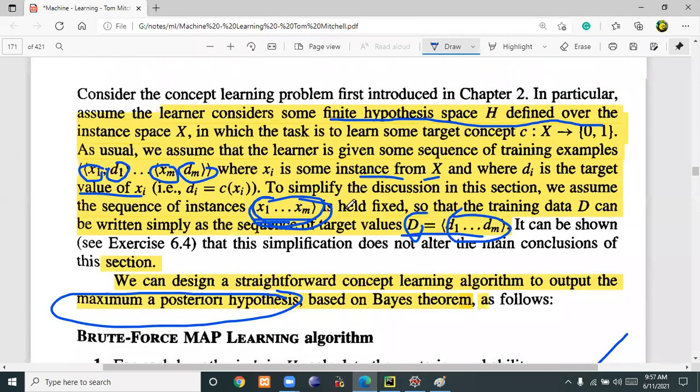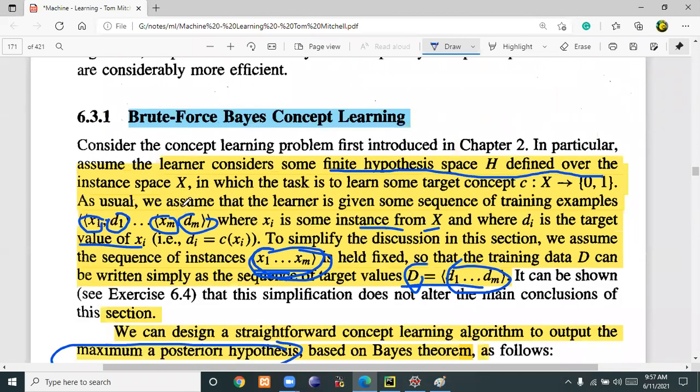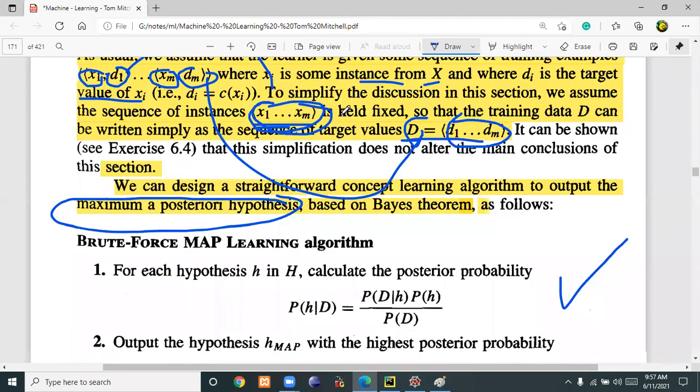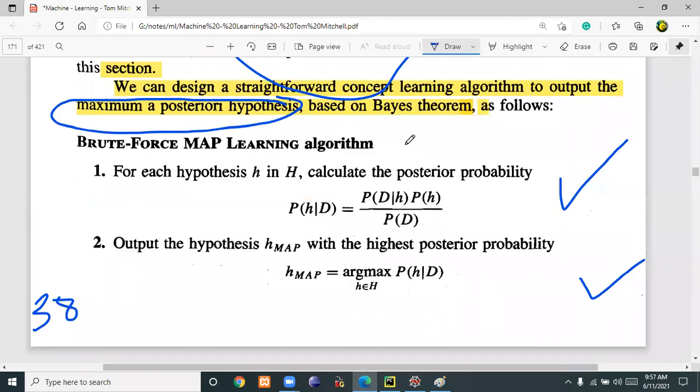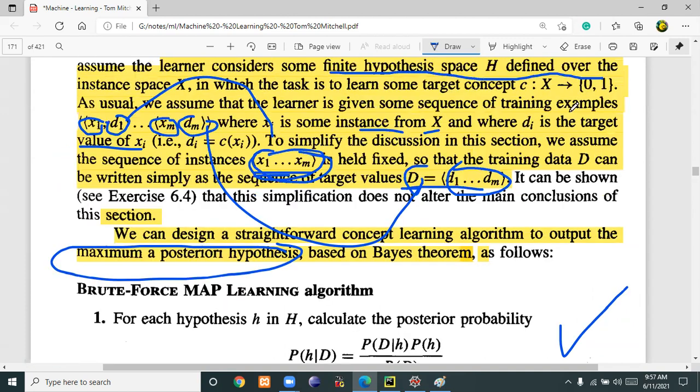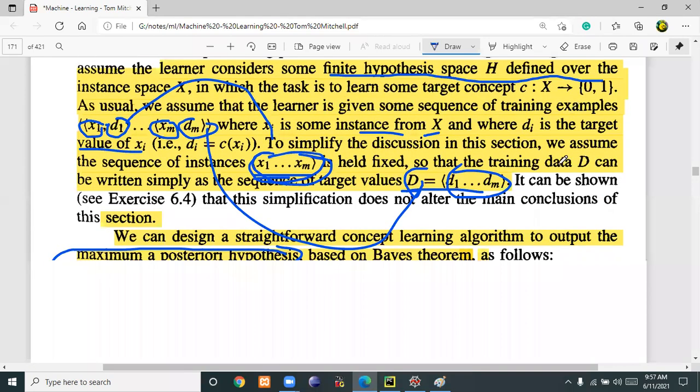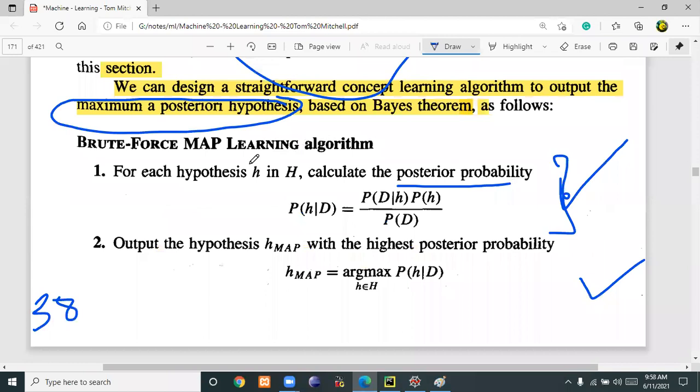So what they are telling is that you consider some instances and some target concept, and you retain them separately like this. Whenever you do it like this, the concept is not over, right? We still have that logic, and they are saying that we can design a straightforward concept learning algorithm to output the maximum a posteriori hypothesis. So what brute force based concept learning is: you first have to calculate the posterior probability of all the hypotheses.